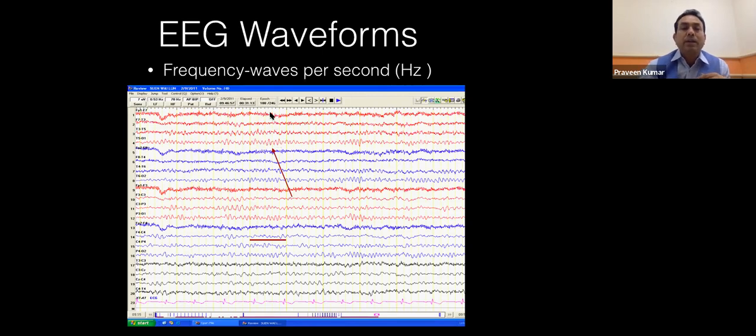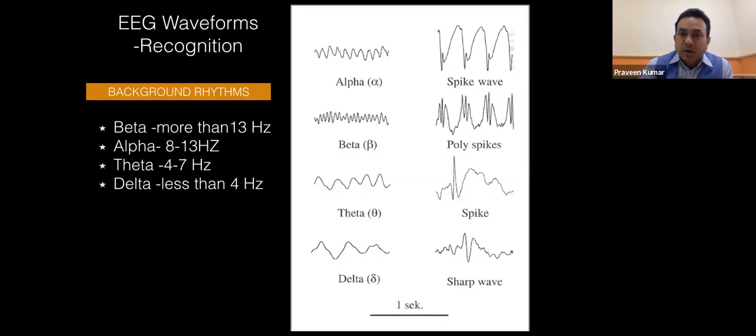If you count anteriorly in the frontal location, you can't count because there are so many small, tiny waveforms. Definitely they will fall into the beta category, similarly in this location. So this is the first thing you look at in the EEG waveforms: how many waves are occurring per second, to describe them in terms of frequency.